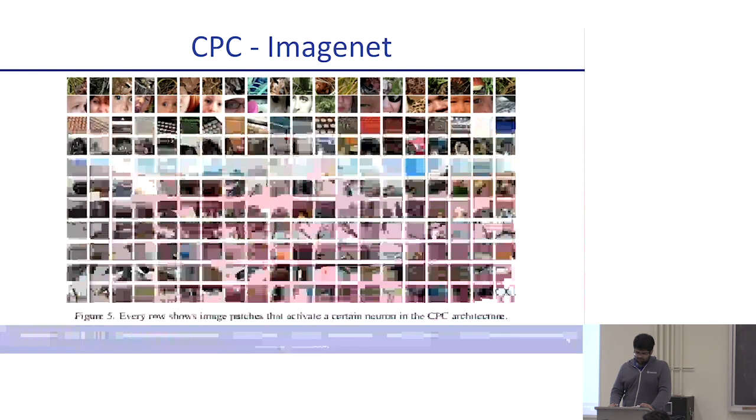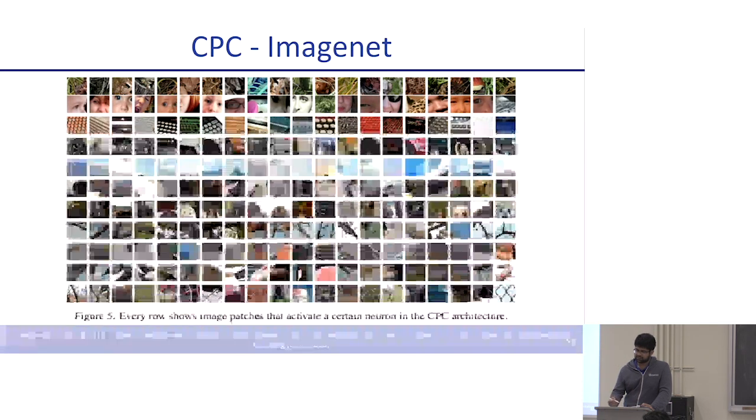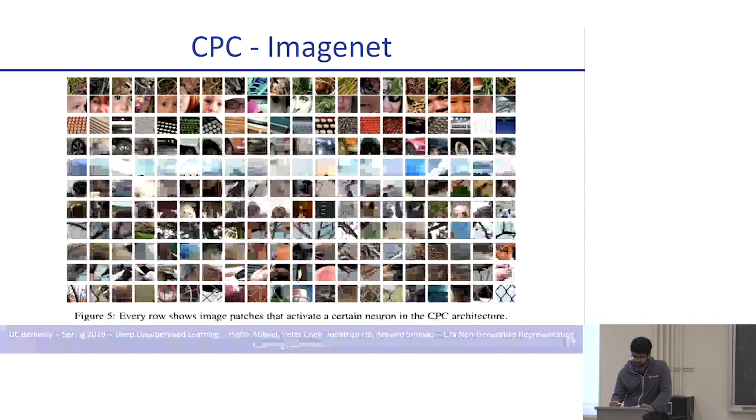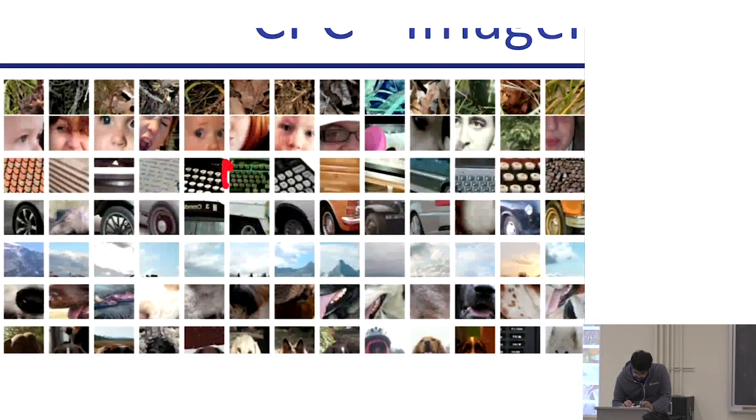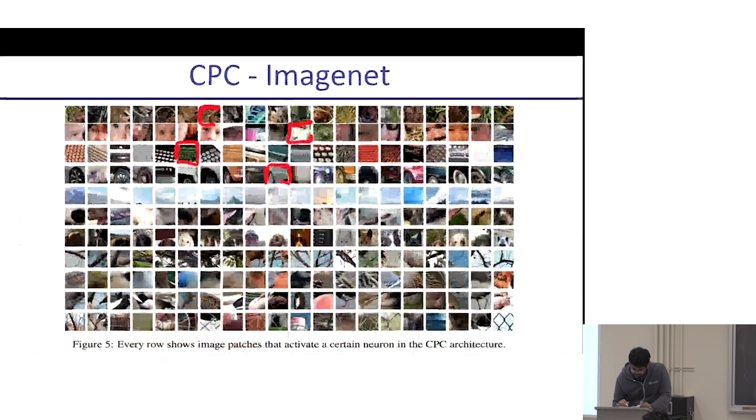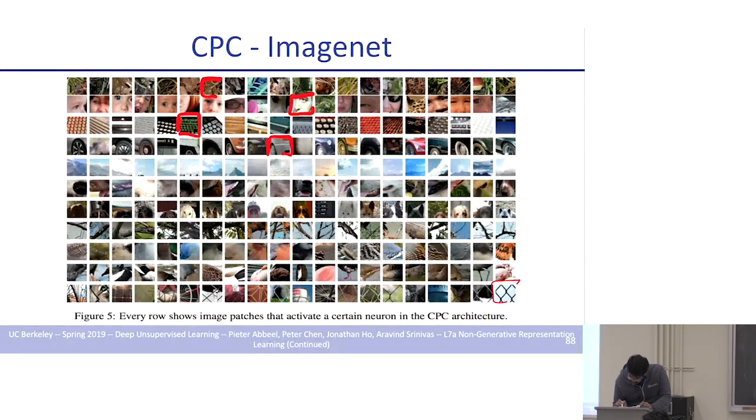And these are max patches that maximally activate different neurons in CPC. And you can see that it's learning all these textures, like calculators, keys, and car vehicles, faces, I think some grasslands, nets. So it's learning some things that are potentially going to be useful for classification.